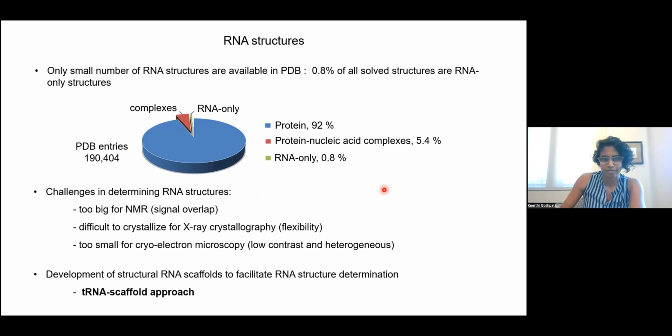Because it's only four bases, you have signal redundancy, or rather signal overlap. And because it's so flexible, RNA can be hard to crystallize. It can also be hard to work with in cryo-EM samples because it's so heterogeneous, and you have low contrast in the images. So one way we are trying to approach this problem of getting an RNA structure is using the tRNA scaffold approach.